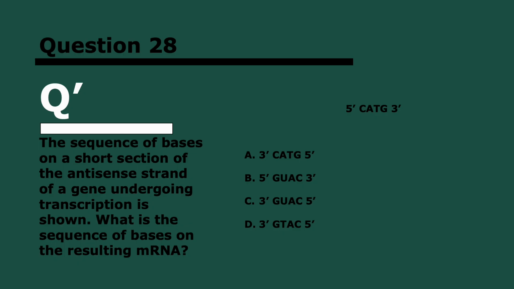3, 2, and 1. It's C, so it's G-U-A-C from 3 to 5, right? So if you do the transcription of this, C to G, A to U, because thymine doesn't exist in RNA, T to A, and G to C. Okay, so basically, as you can see, if you were to superpose it over this, 3 to 5, it's the exact copy. So it's basically copying the antisense strand, and it would be identical to the sense strand, with the change, obviously, of thymine to uracil.